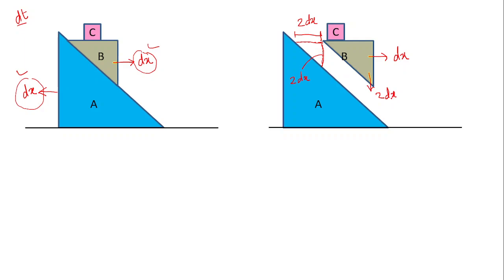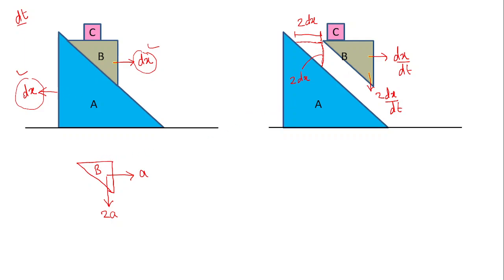So by dividing with time, taking the double derivative, you can very easily relate the two accelerations of B. And what can you say about the motion of B? If it is having horizontal acceleration a, it will be having vertical acceleration 2a. Okay, this is for block B. One important thing we got.